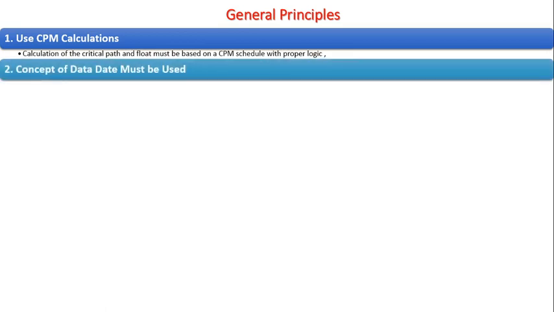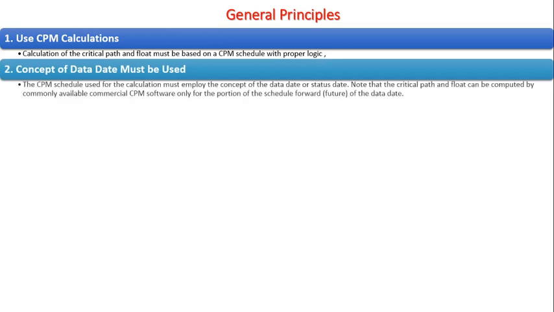1. Use CPM calculations. Calculation of the critical path and float must be based on a CPM schedule with proper logic. 2. Concept of data date must be used. The CPM schedule used for the calculation must employ the concept of the data date or status date. Note that the critical path and float can be computed by commonly available commercial CPM software only for the portion of the schedule forward of the data date.